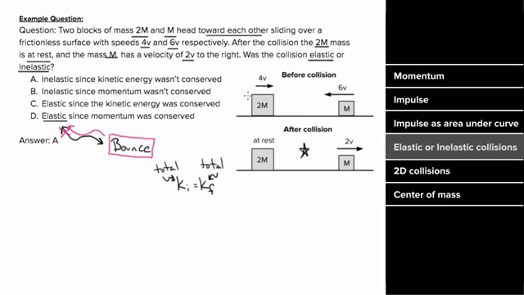Since the speed of the 2m mass decreased, the kinetic energy of the 2m mass went down. And since the speed of the m mass also decreased after the collision, the kinetic energy of the mass m went down as well. So if the kinetic energy of both masses goes down, then the final kinetic energy after the collision has to be less than the initial kinetic energy, which means kinetic energy was not conserved and this collision had to be inelastic.